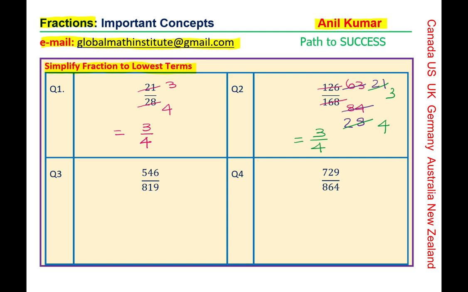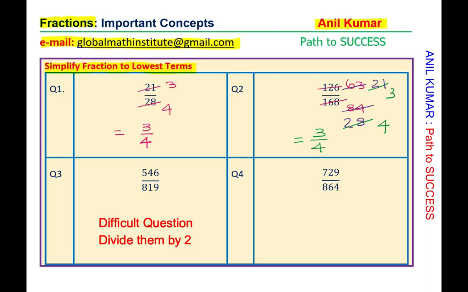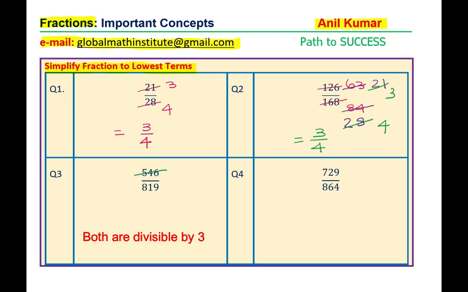Now let's look into 546 over 819. Now these are really very big numbers, slightly difficult to divide. If I add 5, 4, and 6, I get 15, which means I can divide it by 3. 8, 1, and 9, I can divide this by 9. But let's begin by dividing by 3. Dividing 546 by 3, we get 182. In the denominator, 819 divided by 3 is 273. So we got 182 over 273.